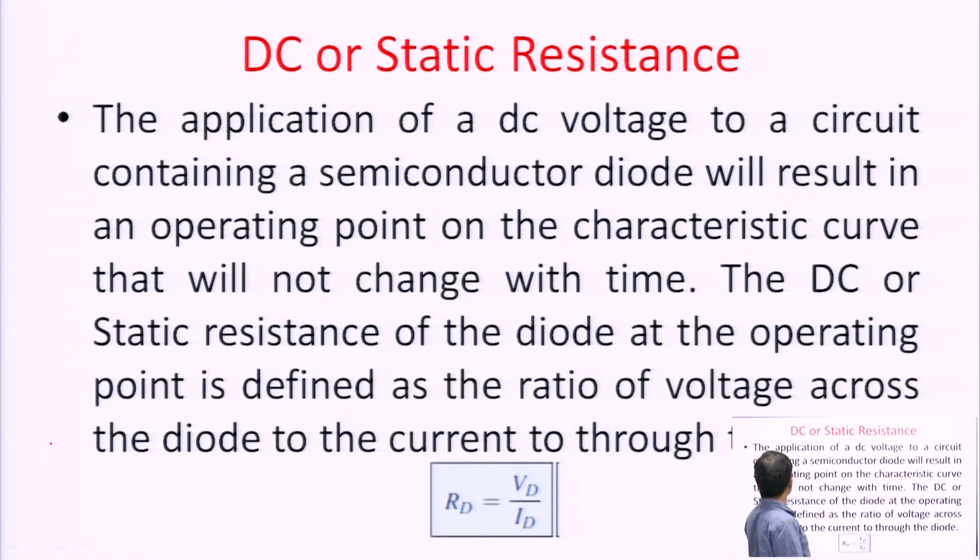Now, DC resistance. The application of DC voltage to a circuit containing a semiconductor diode will result in an operating point on the characteristics curve that will not change with time. The DC or static resistance of the diode at the operating point is defined as the ratio of voltage across the diode to the current through the diode. I will discuss it with the help of a graph.